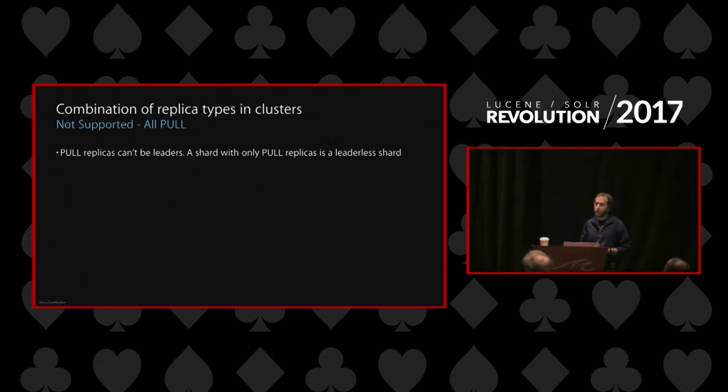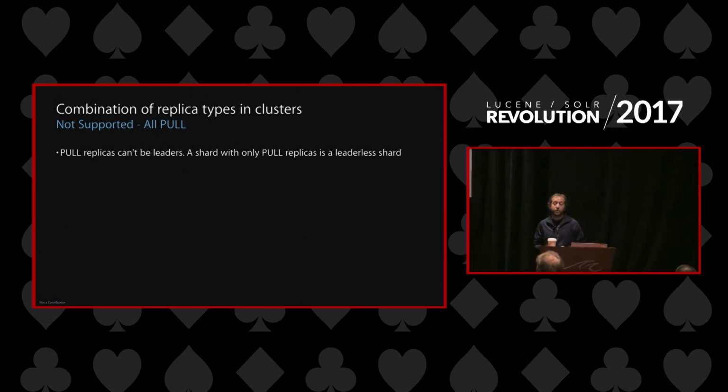Another combination that's not supported is all pull replicas, because as I said, pull replicas cannot become leader. So if you only have pull replicas, you have a leaderless shard, and you cannot index there. This is actually not supported. So if you try to create a collection or a shard and you only specify pull replicas, it's going to fail.